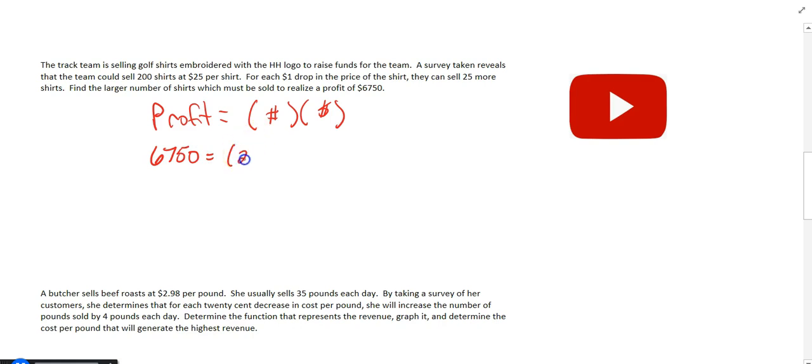Now for number of shirts, they can start at 200, but they can sell more shirts if they lower their price. In fact, they would sell 25 extra shirts for every dollar.